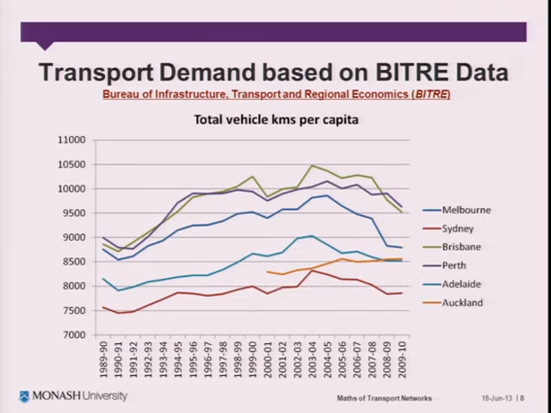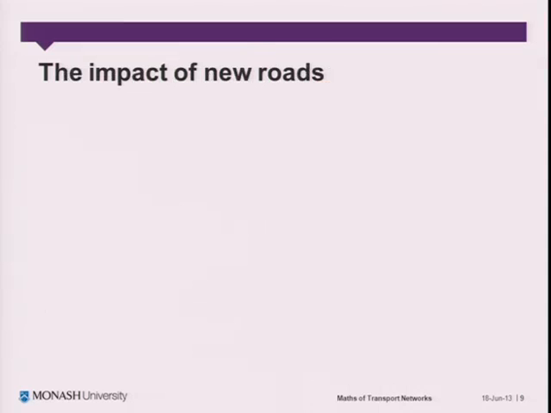Obviously, this graph is not starting at zero. I hate these graphs that start right at the top, so it's a kind of exaggerated effect. But we see that the predictions of a linear increase may not be true. So it's quite a risk to invest $6 billion in a new road to solve a problem and you're not quite sure what the problem is.